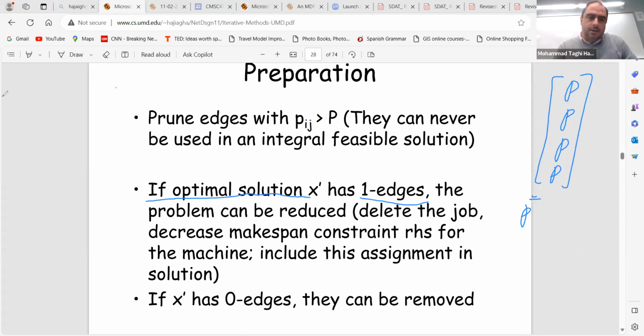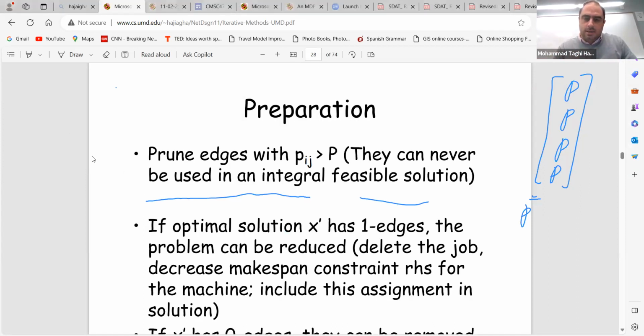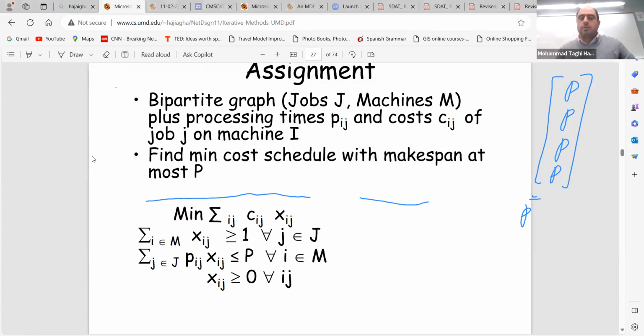Let me mention the LP again here. The LP is the natural one. I want to minimize the cost. Each job should be assigned at least once. And the total processing time for each machine should be at most P. So in some sense, this is actually a packing constraint. We can handle these packing constraints here. Sometimes we can also do it, but more of the covering things.